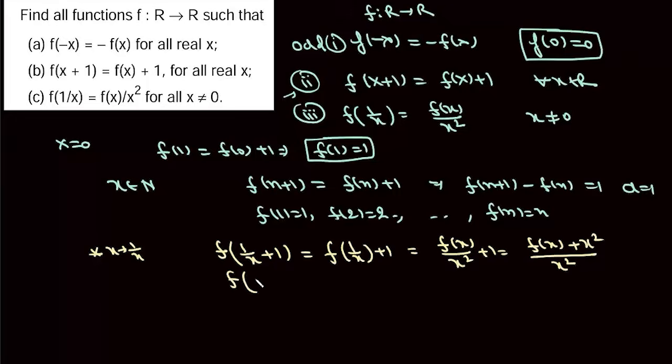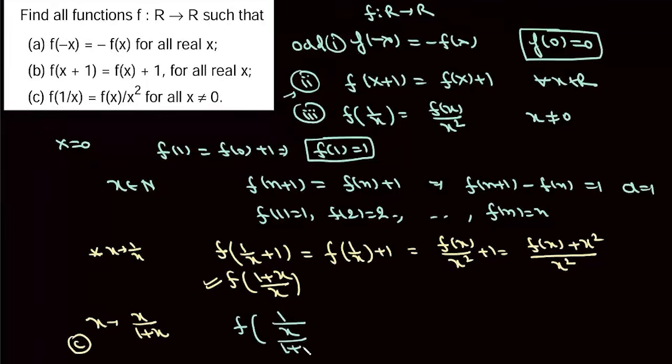And this is f(1+x)/x. Now what we'll do is we'll try and generate this f(1+x)/x using this equation C by replacing x with x/(1+x). So in this equation C, if we replace x with x/(1+x), it'll be this f(1/(x/(1+x))), and it'll be this f(x), which is f(x/(1+x)) upon (x/(1+x))^2.